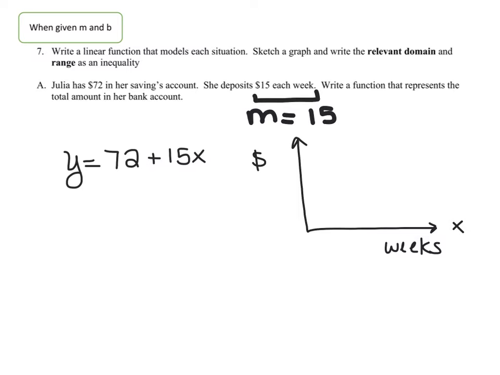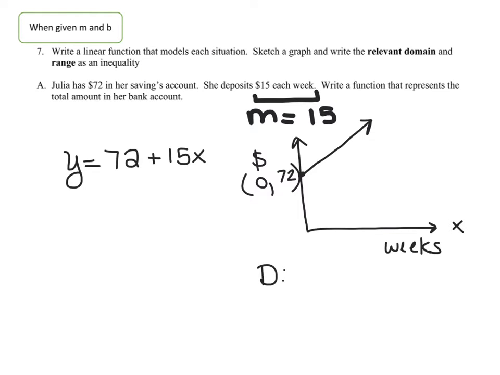So she starts with 72, so I'm just going to put a point right here, and I'm going to label that 72. And her money is going up if she's depositing, so I'm just going to put an arrow here since it doesn't make sense to have a complete line. I'm going to label this point as (0, 72), because it's going to help me talk about my relevant domain and range. So let's do my domain first.